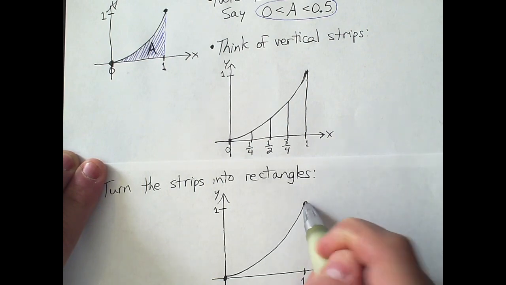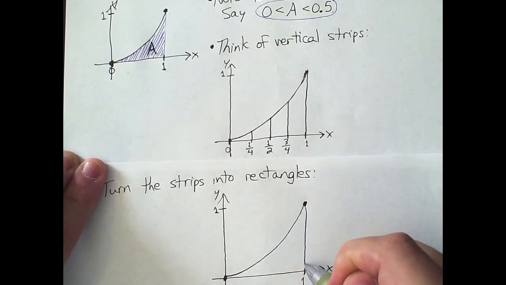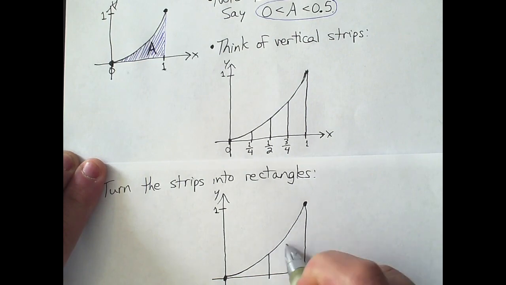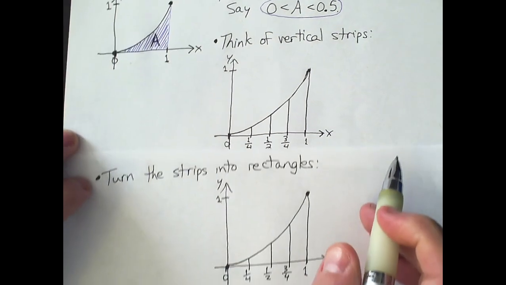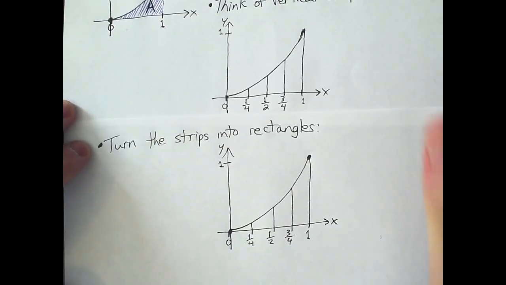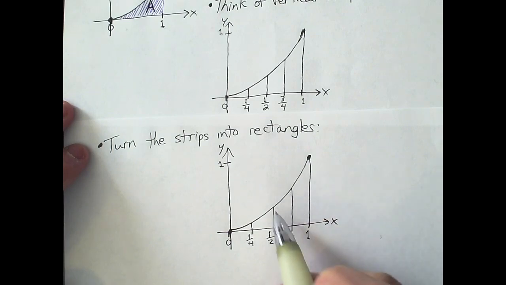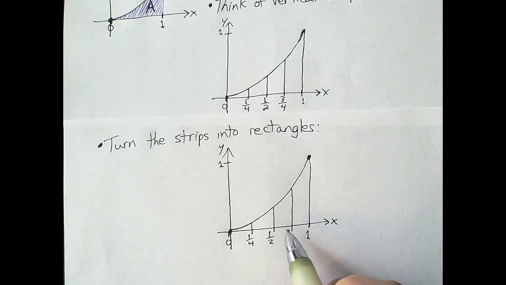They're not exactly triangles or any other shape that are easy to work with, but here's the idea. Take that picture that we had before. 1/4, 1/2, 3/4, and over here is 0. Okay, each one of these, let's focus on the third vertical strip here, like this one that I'm pointing at. What's preventing this from being a rectangle?